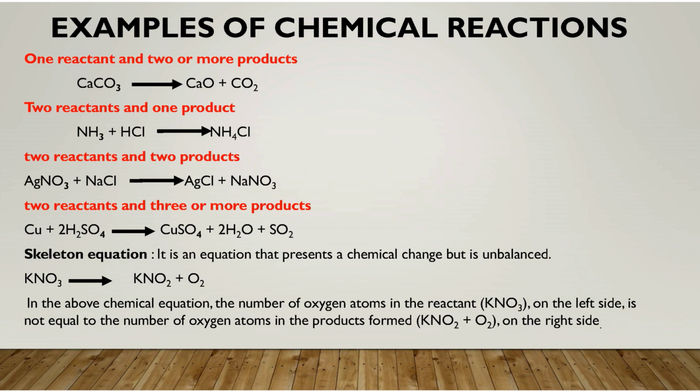Then there is one more important point, skeleton equation. What is a skeleton equation? When there is a chemical equation but it is unbalanced, we call that a skeleton equation. Simply, the unbalanced equation is the skeleton equation. You can see the example, KNO3, potassium nitrate, will form KNO2 plus O2. So this reaction is unbalanced, so it is a skeleton equation. In your book, many skeleton equations are given. Then you have to balance those equations. So if the equation is unbalanced, we can say it is a skeleton equation.